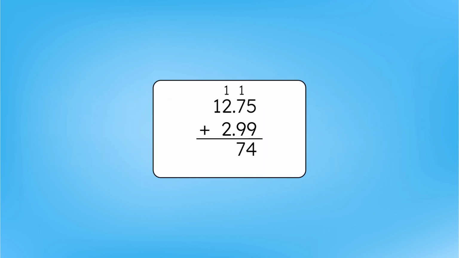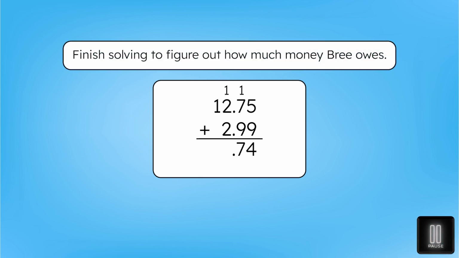Before adding the digits in the ones place, we need to bring down the decimal point, making sure it stays aligned in the same place decimals always go, between the ones place and the tenths place. Then we can continue adding. Pause the video here to finish solving the rest of the problem in your guided notes.